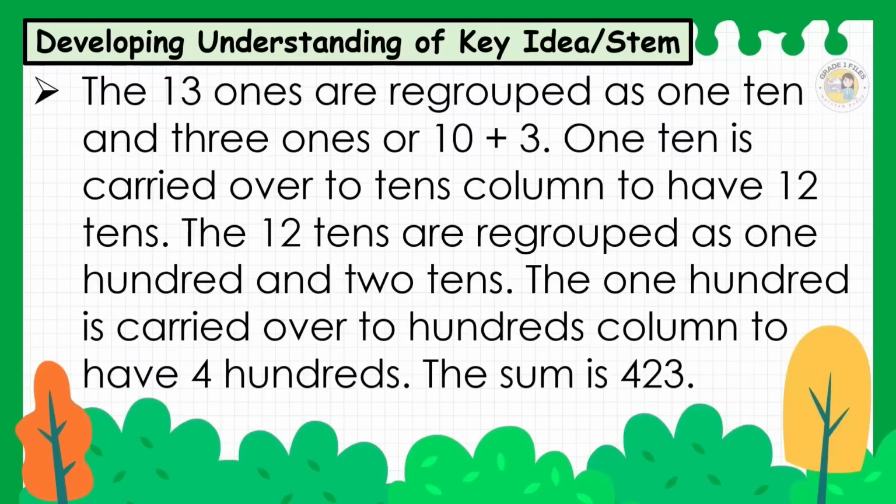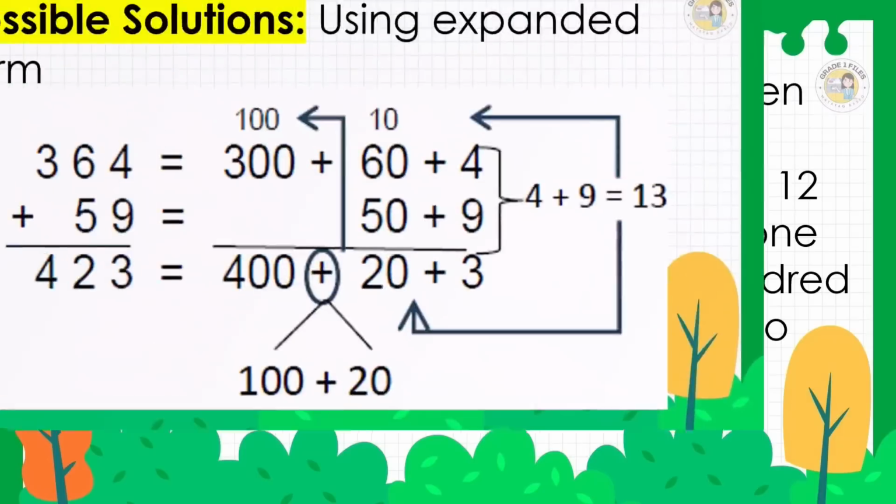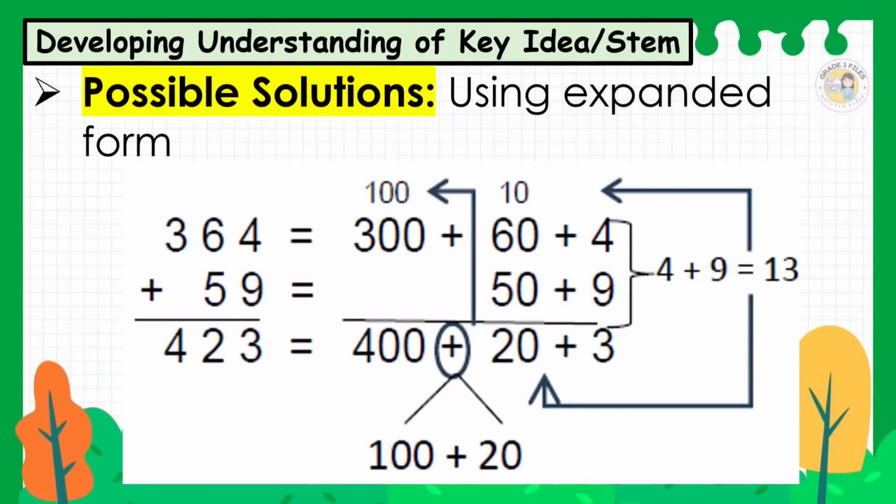The 13 ones are regrouped as 10 and 3 ones, or 10 plus 3. 10 is carried over to the tens column to have 12 tens. The 12 tens are regrouped as 100 and 2 tens. The 100 is carried over to the hundreds column to have 4 hundreds. The sum is 423. Next is using expanded form.